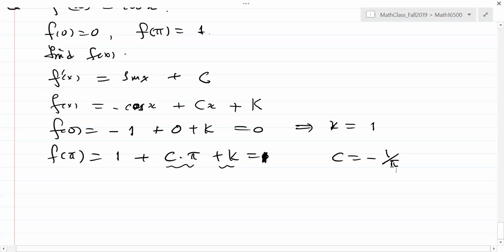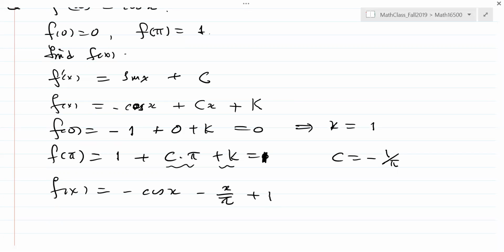Okay? So you find this. Then you write down the formula. It's going to be negative cosine x minus x over pi plus 1. Okay. So this is a function satisfying the equation.